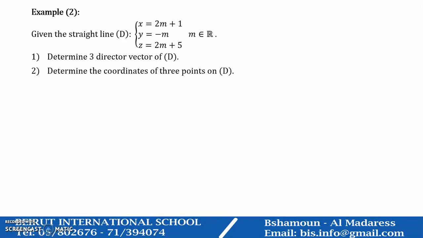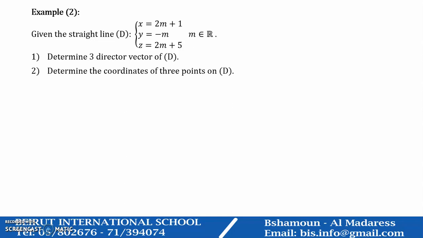We have another example. They gave us the straight line D with parametric equations x equal 2m plus 1, y equal minus m, and z equal 2m plus 5, where m is any real number. They ask us to determine 3 director vectors of D. As I said before, if a vector is held by a line parallel to the straight line, it is a director vector, so any straight line admits infinity of director vectors.